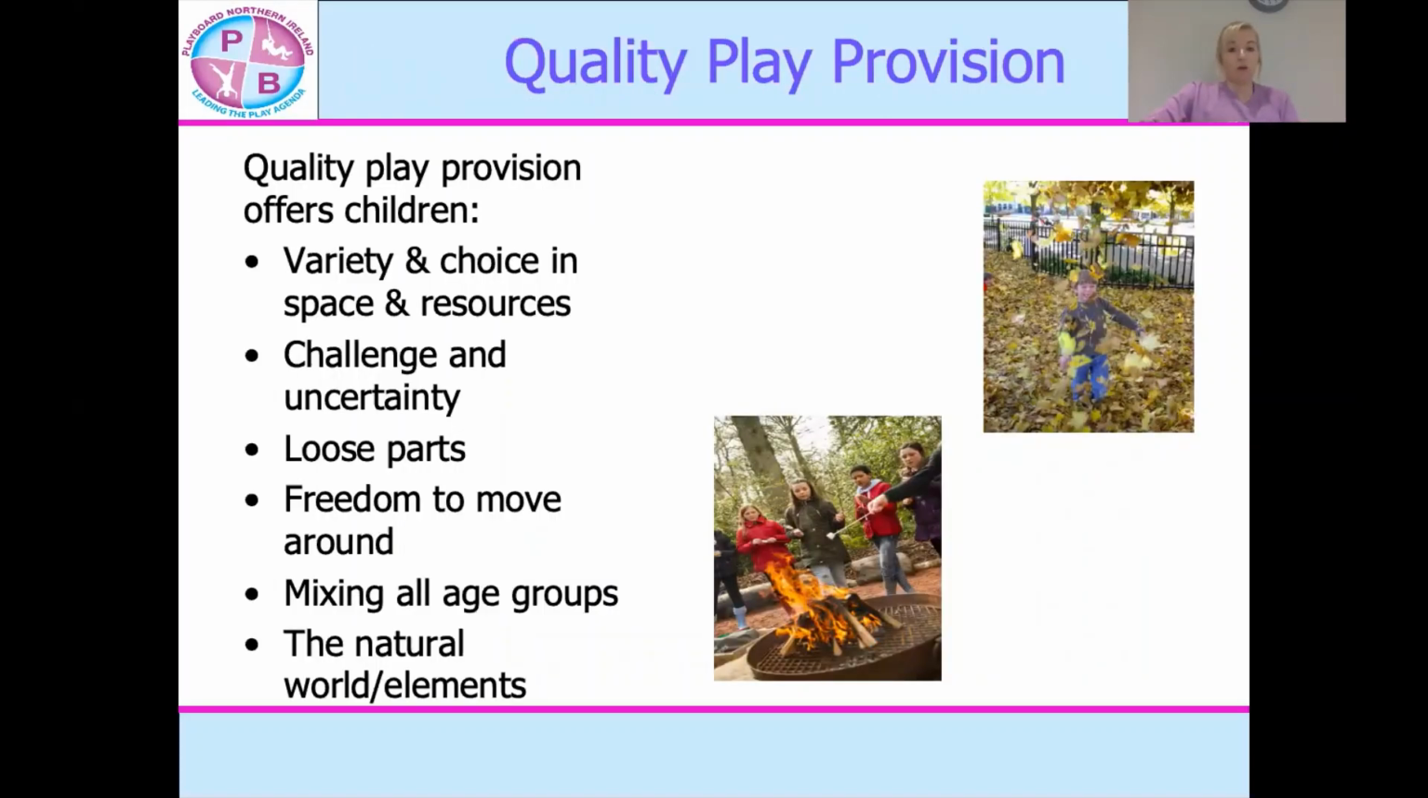In PlayBoard then, we work off the PlayWork curriculum, and this follows quality play provision. And here in quality play provision, here are just some points that make for better quality play on offer. So first of all, having a variety of choice in space and resources is really important in your setting. Think about some zones in different areas, okay, we could have a physical zone here, but possibly an arts and crafts or a creative zone here. It gives children variety, and let them move freely around those zones as much as they want. As well as this, you've got challenge and uncertainty.